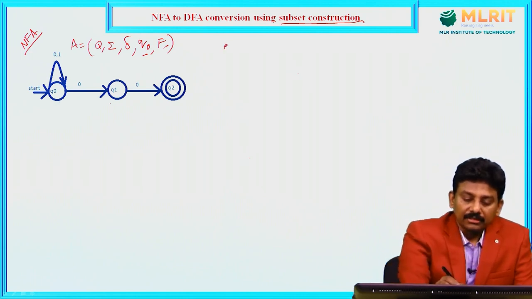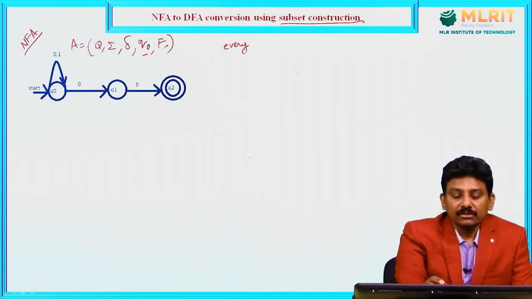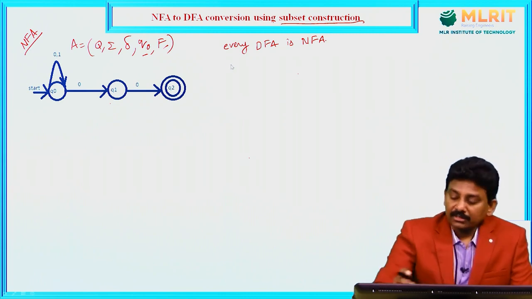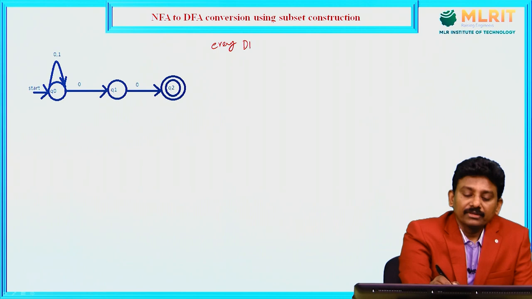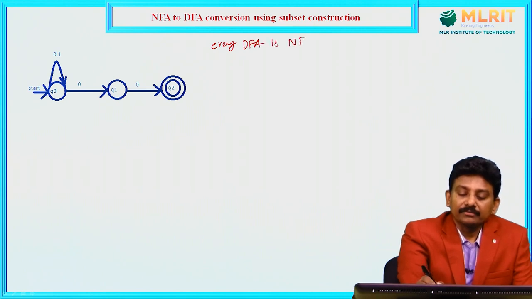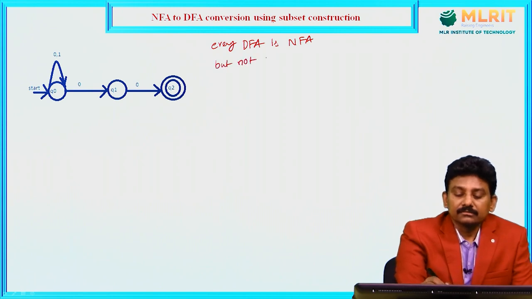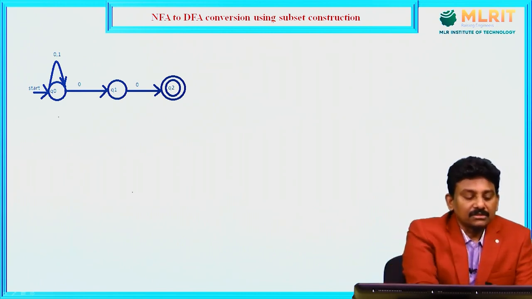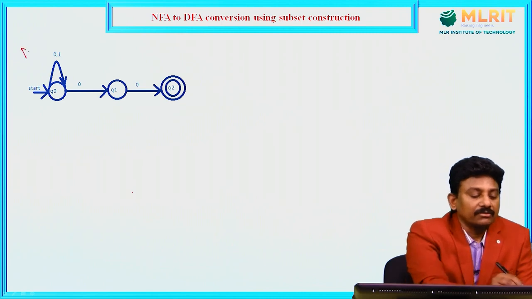See, every DFA is by default an NFA. Every DFA is an NFA, but not vice versa. Not every NFA is a DFA. Now, by using subset construction, we can convert this given NFA to a DFA.